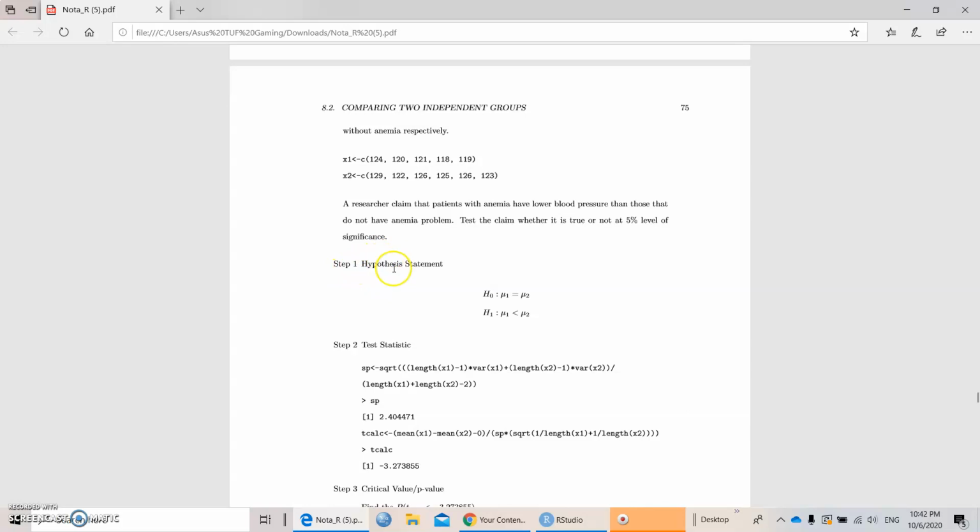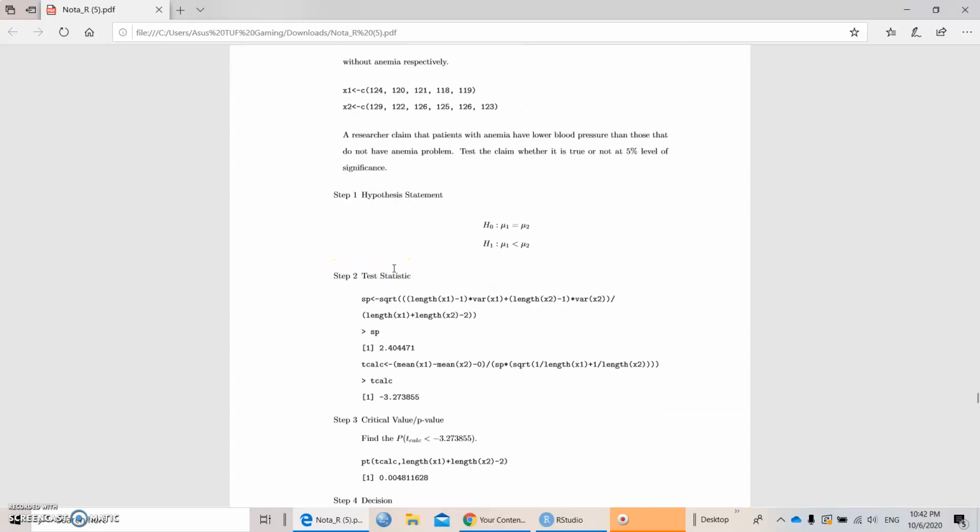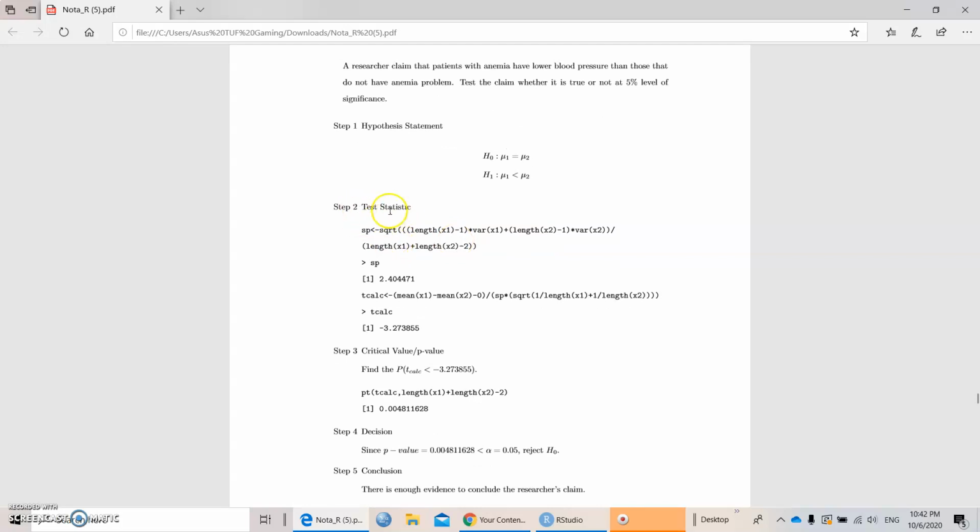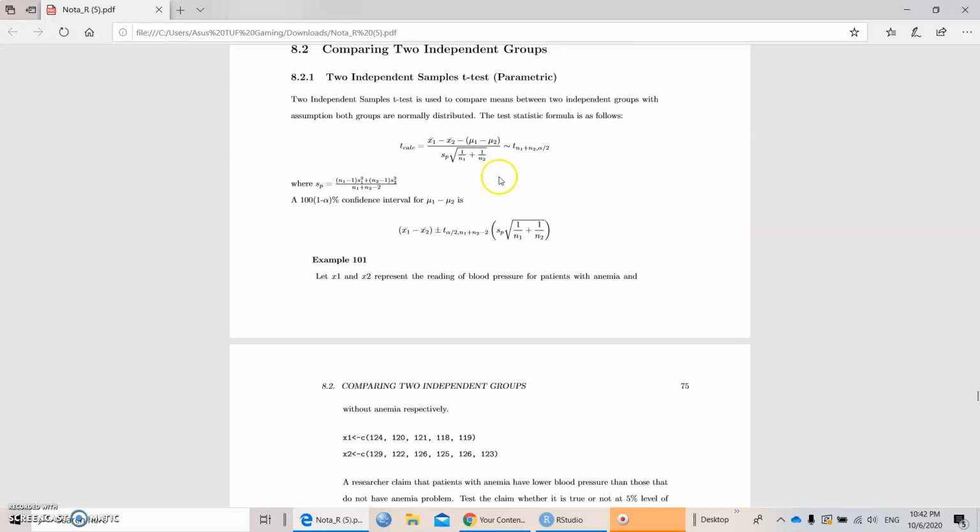So the hypothesis statement: for the null hypothesis, we always assume that the means for both groups are equal, and then the alternative hypothesis is based on the claim here. Patients with anemia have lower blood pressure than those that do not have an anemia problem. So we want to test whether mu1 is less than mu2. And then to compute the test statistic, we use this formulation.